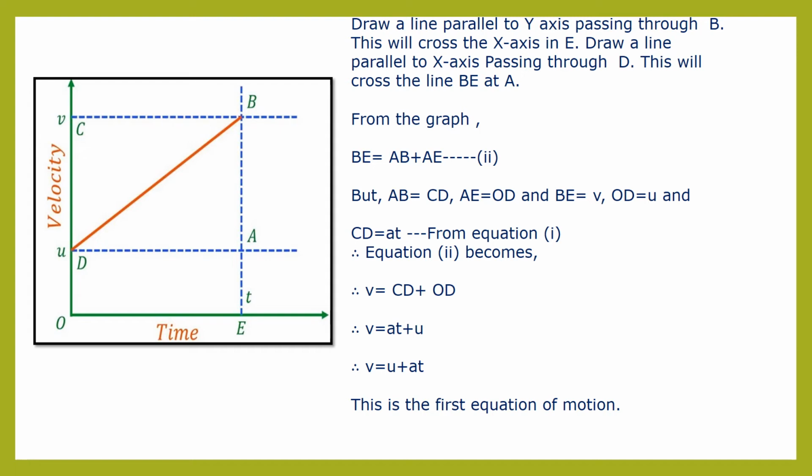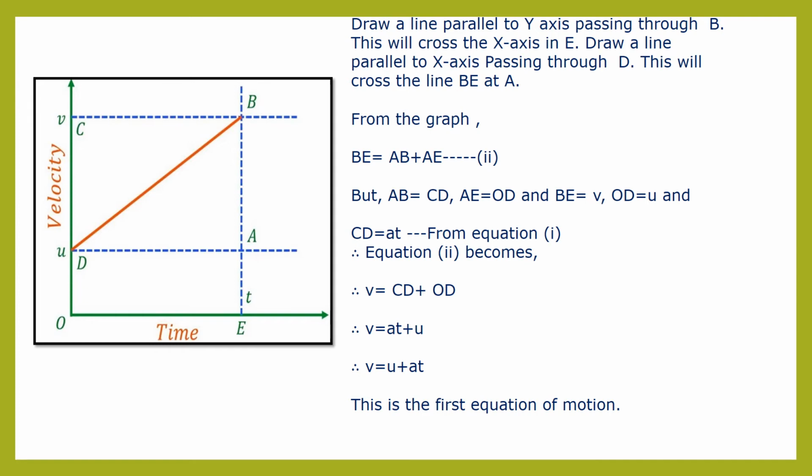Now from the graph we can say, children, that AB is equal to CD, because there is a formation of a square where all sides are equal. Then AE is equal to OD, because there is a formation of a rectangle and opposite sides of a rectangle are equal. BE is equal to OC, which is v. So instead of BE we can write v, and instead of OD we can write u.